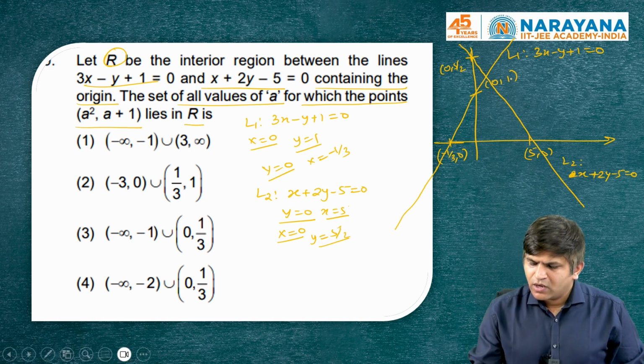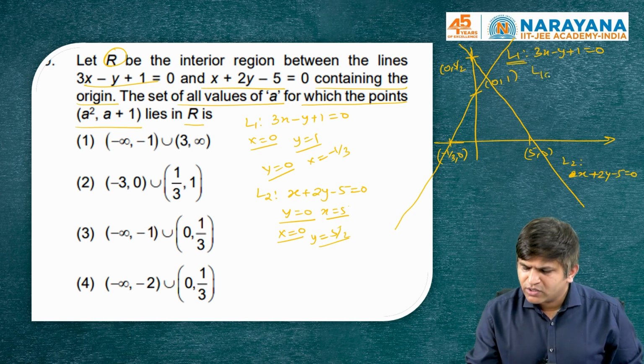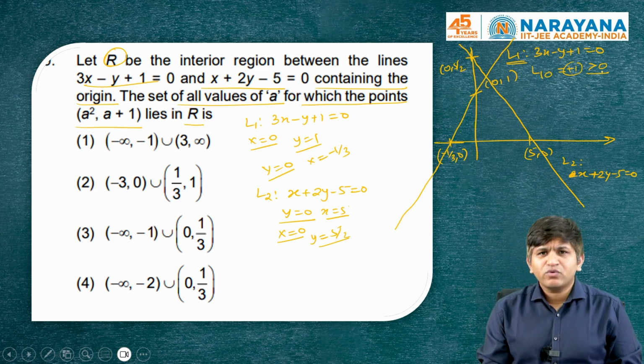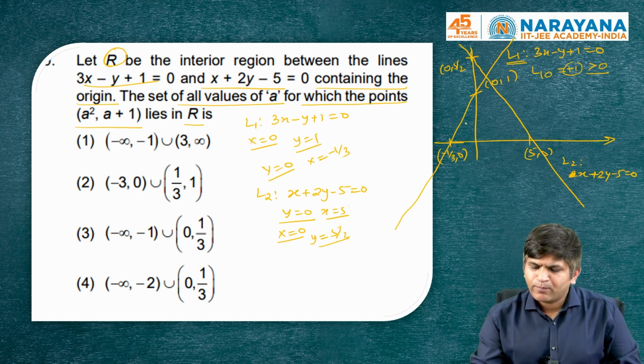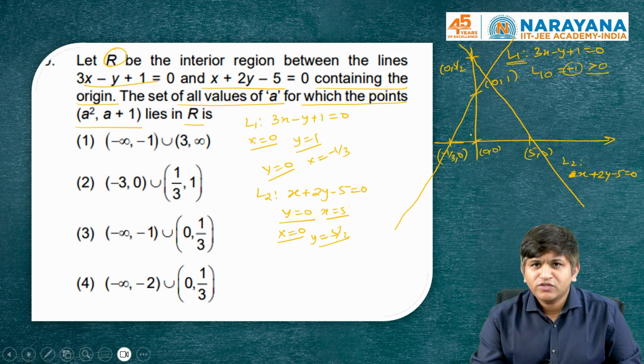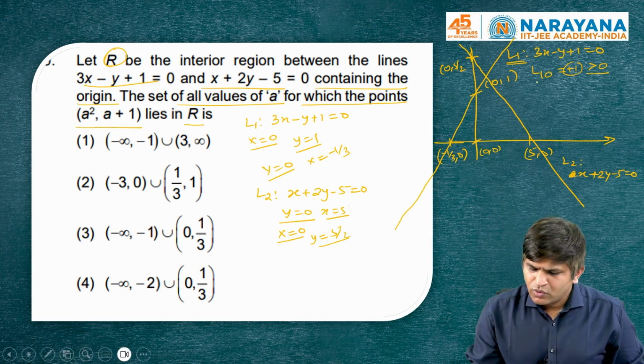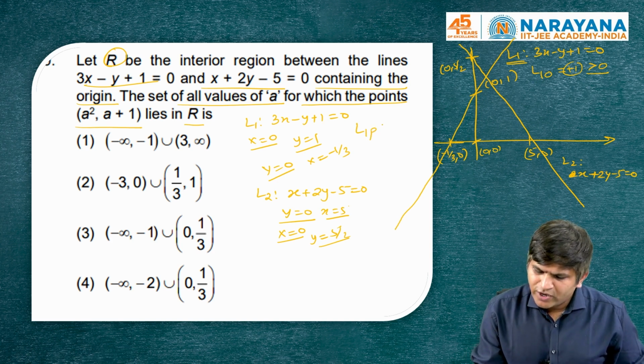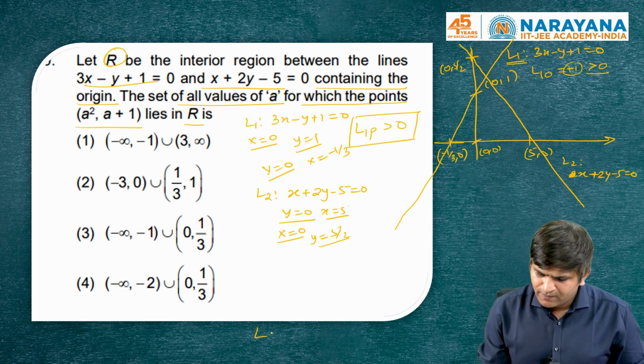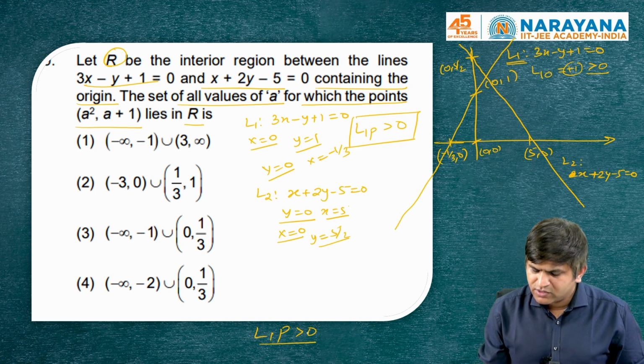Now, with respect to L1, if we put the origin in this, we are getting positive, 1 plus 1 actually, so that is positive. So with respect to line 1, that point P is lying on the same side in which the origin is lying. So in L1, if we put point P, this should give the same sign. So L1 of P should be greater than 0.